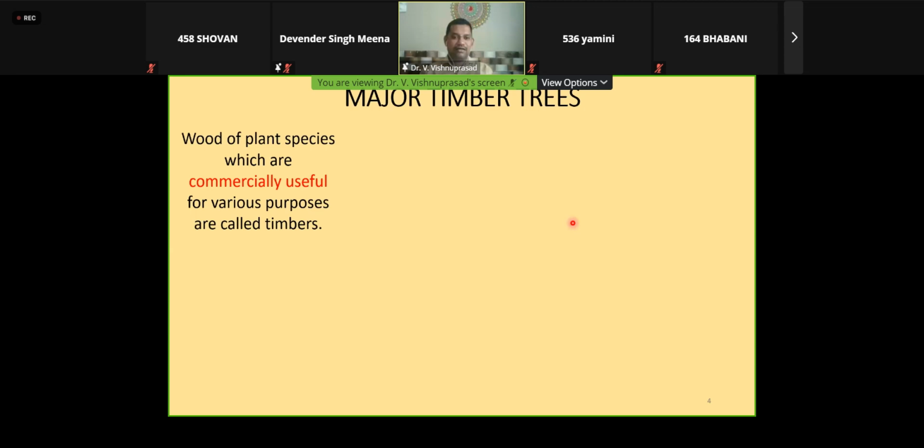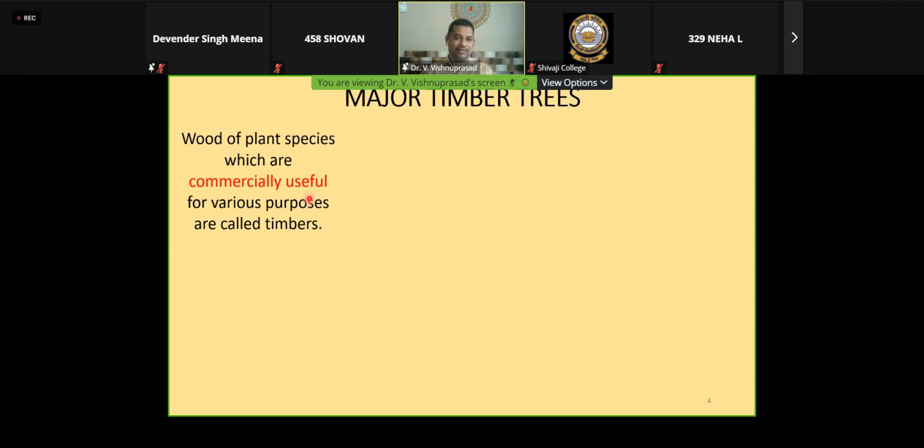From north to south and from east to west, we have immense diversity of tree species. That means we have a plethora of woody species in our country in all different forms. Especially if you compare with other countries of the world, especially the Western countries, there are more of the gymnosperm species which are present.